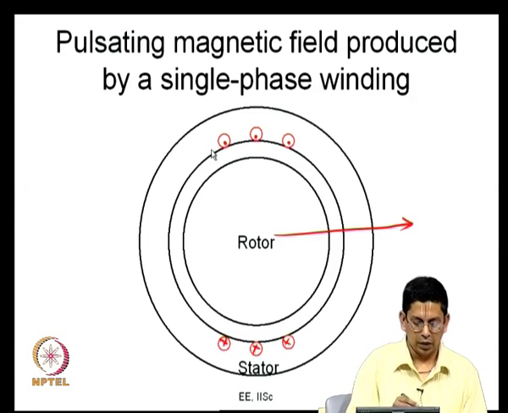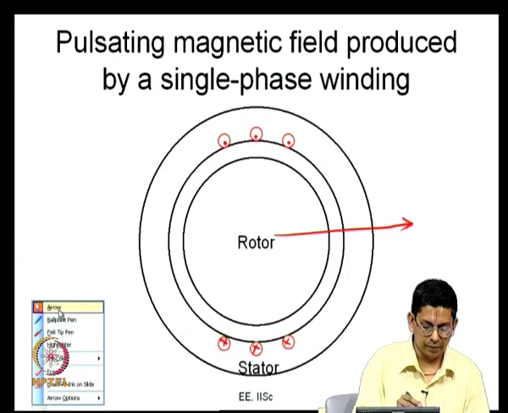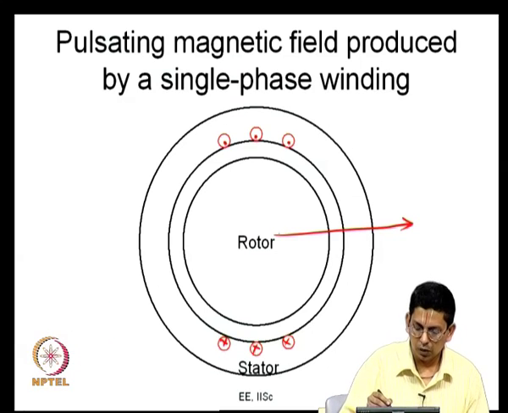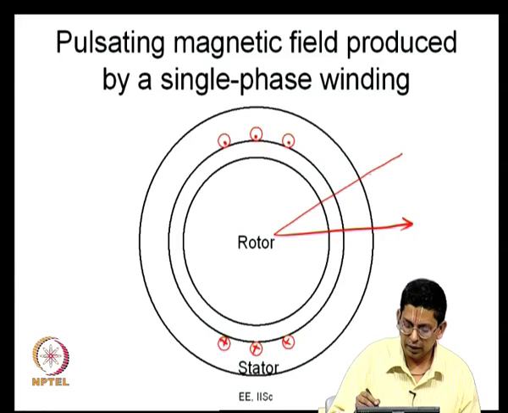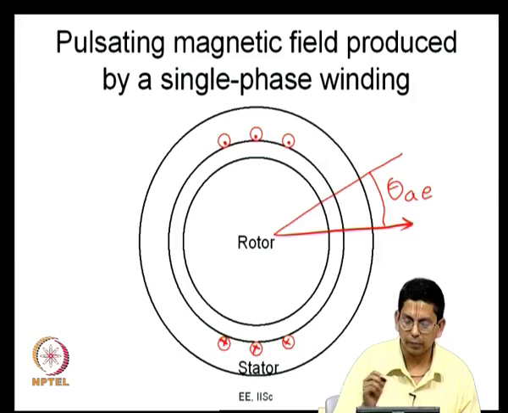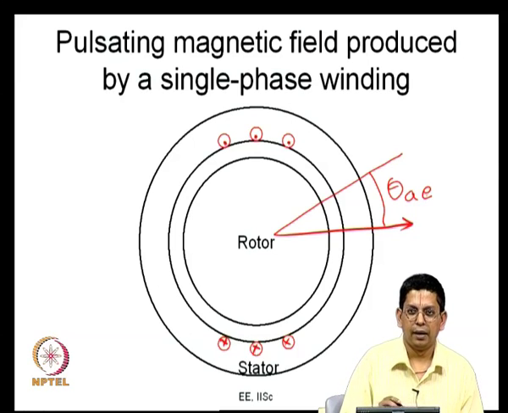For example, if you consider this angle here, you can call it theta AE. Theta is because it is an angle, A is to say that it is the air gap, and E is the electrical angle.